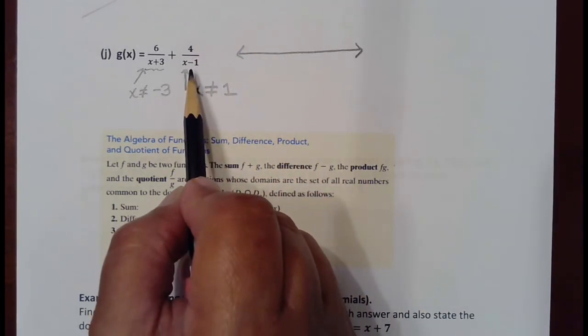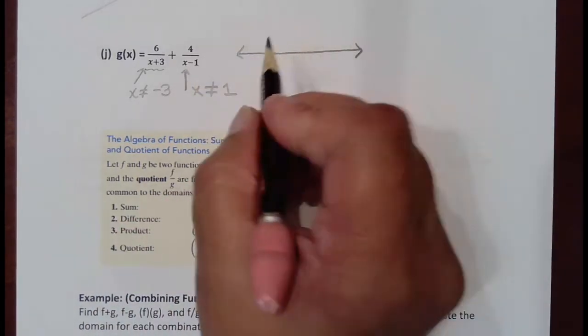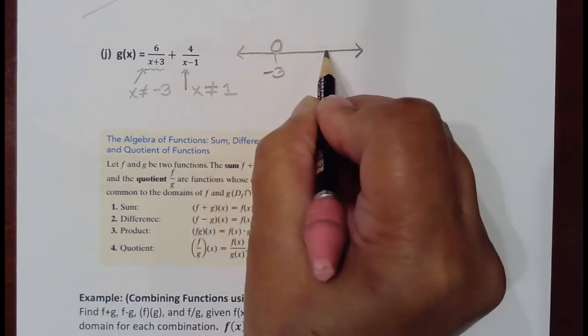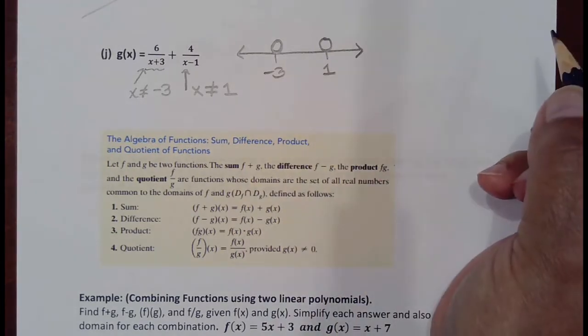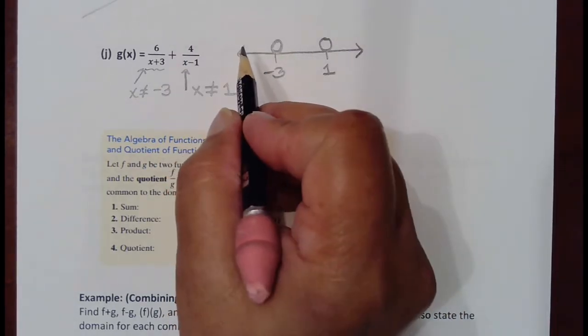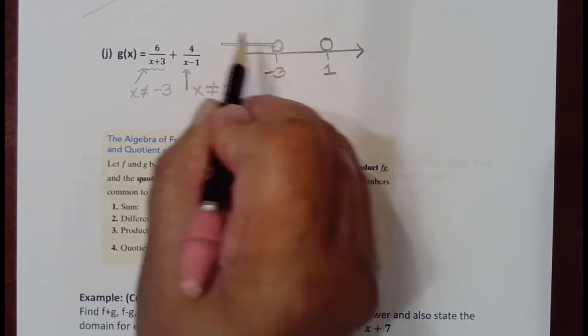So x cannot be negative 3, and it cannot be 1. So you're going to see that, like several of the other examples we've had in this outline thus far, you have a three-part area that the x values can lie in. They can be out here and they're good. So anything from negative infinity up to, but not including, negative 3, that's all good.